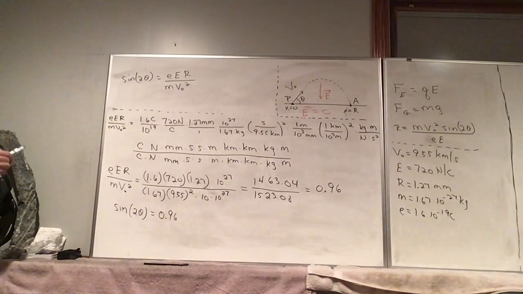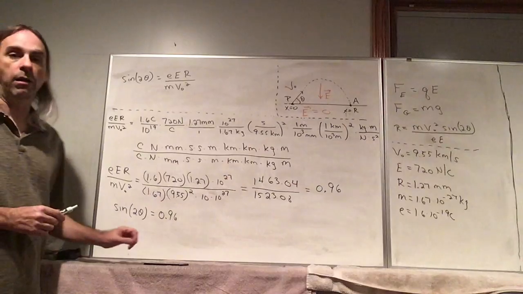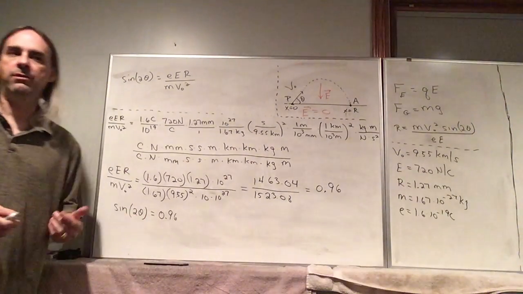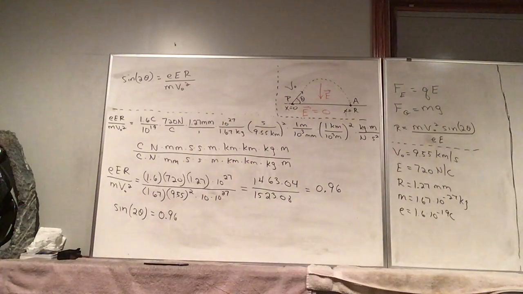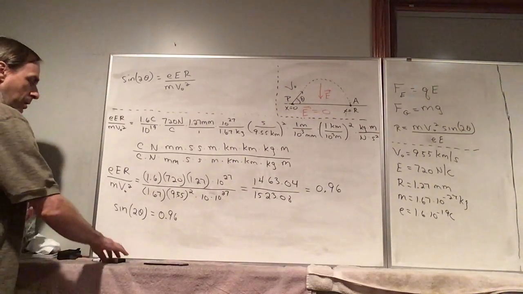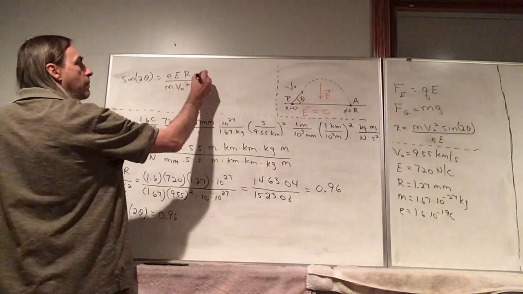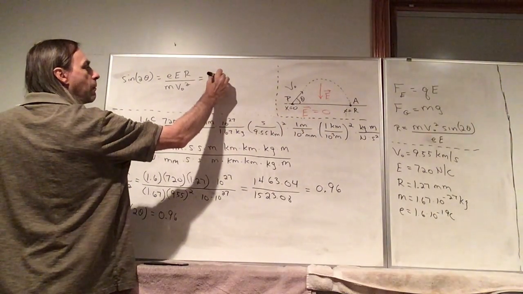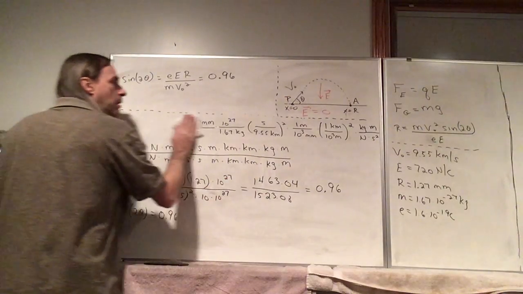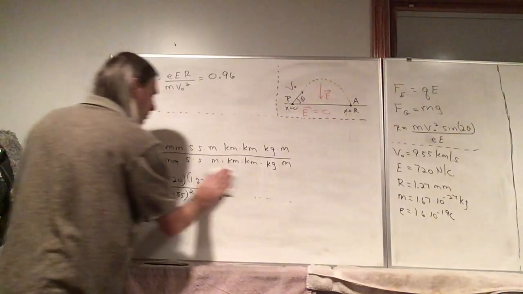But how to find this angle now? Seems simple enough. Take the inverse sine. However, we have to be a little bit careful. When you're dealing with trig functions or the inverses of trig functions, you have to be careful. So I'm going to clear some space on the board. Here, we've got this number, .96. So let's get rid of this.